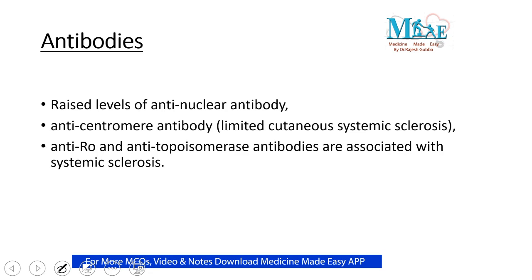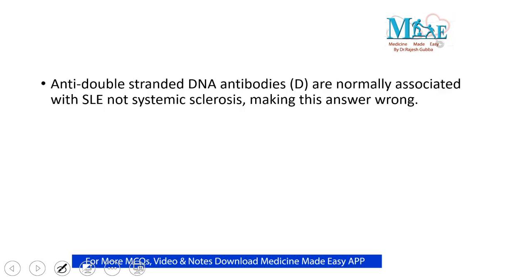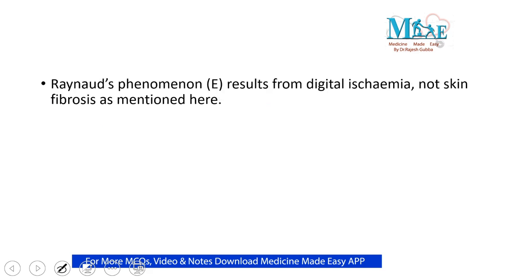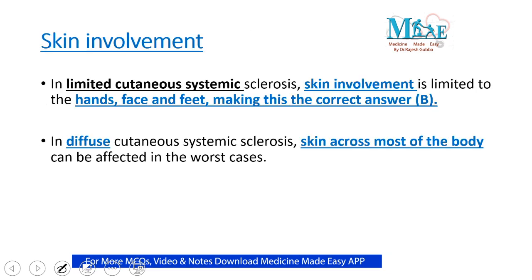Then take the antibody anti-dsDNA, which is given in our options. Anti-dsDNA is elevated in systemic lupus erythematosus, but not in systemic sclerosis. That is the reason why anti-dsDNA is ruled out. The fourth option is ruled out. And take the fifth option. Raynaud's phenomenon results from digital ischemia, but skin fibrosis is not mentioned here. So that is the reason why Raynaud's phenomenon is also ruled out.